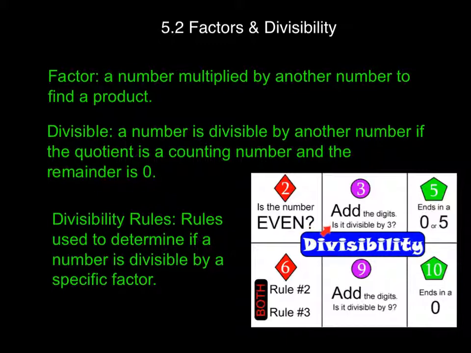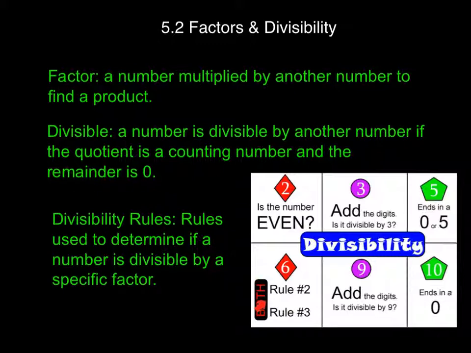If it's divisible by 3, we add the digits, and the sum of the digits is divisible by 3. You'd use that one mostly for larger numbers. The rule for divisibility by 5 is that the number ends in 0 or 5. If it ends in 0 or 5, it can be divided by 5 evenly.